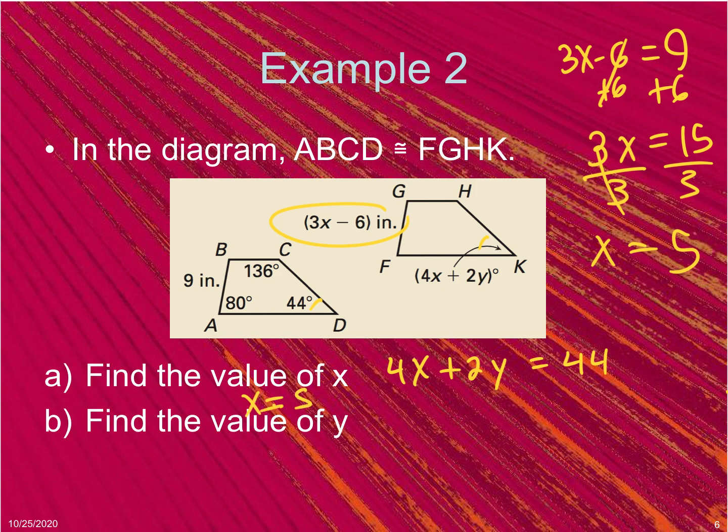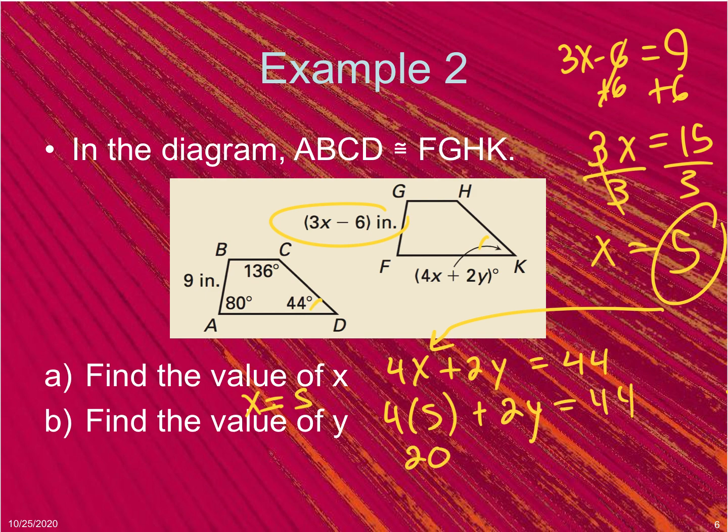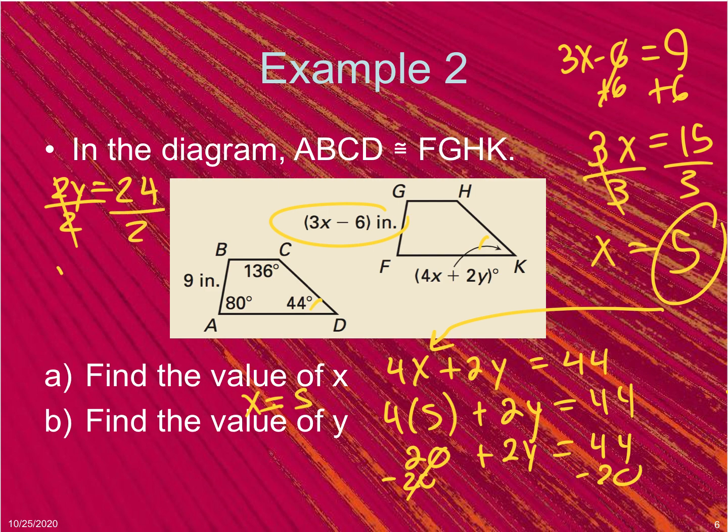So we get that x is equal to 5. And in order to solve for y, we're going to grab that 5 and plug it in here. So 4 times 5 plus 2y is equal to 44. So we get 20 plus 2y is equal to 44. We're going to subtract the 20 on both sides. I'm going to just rewrite it up here. 2y is equal to 24. Divide both sides by 2 and we get y is equal to 12.